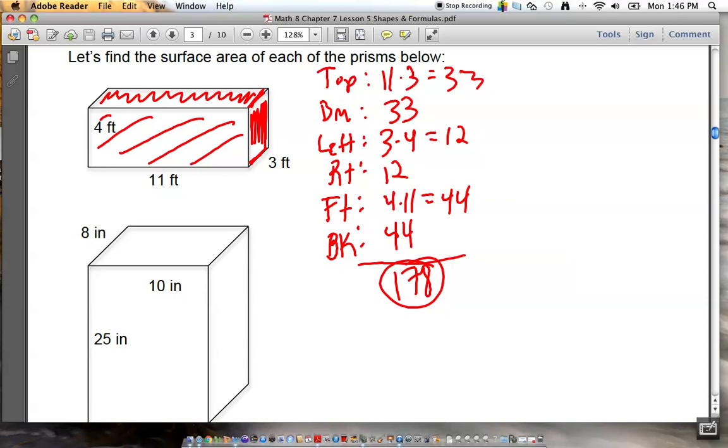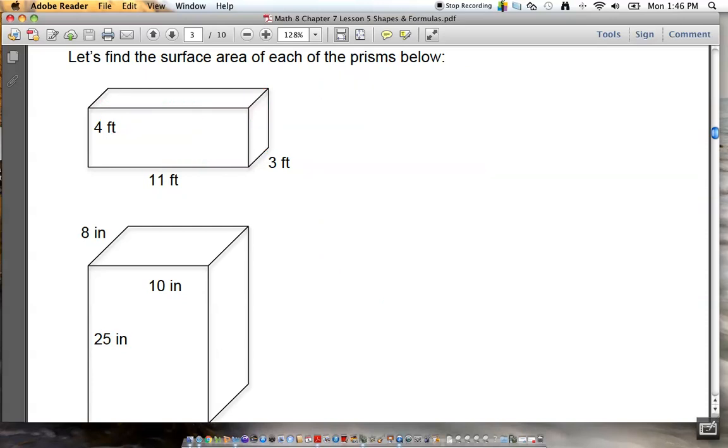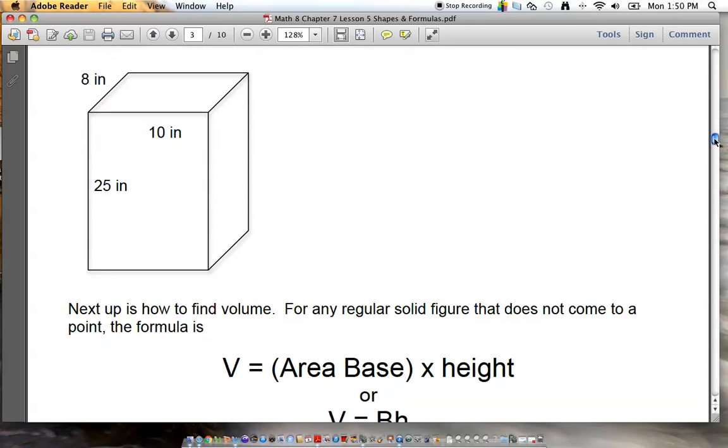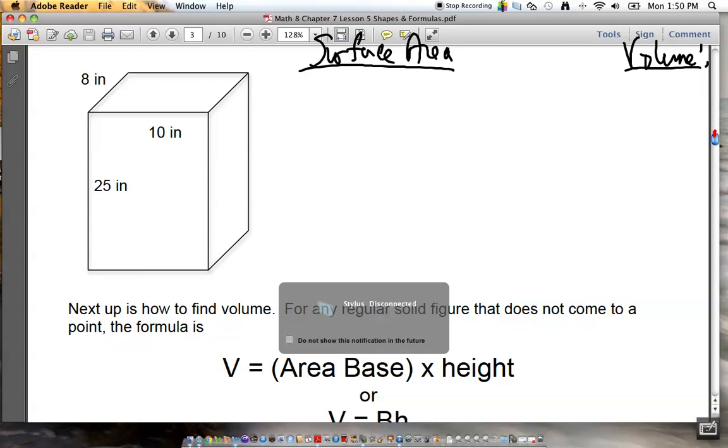You try the next one, and what I would like you to do for the next figure is both. I want you to do the volume and also the surface area. Do them both. Go ahead. Tired. I'm tired. Okay, let's go. Volume and surface area.